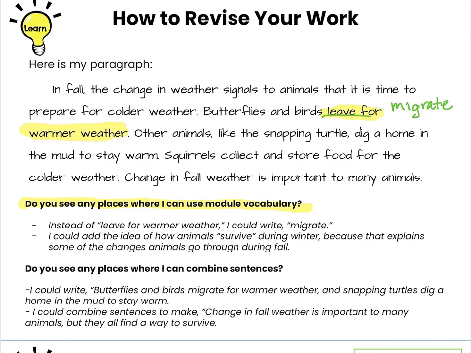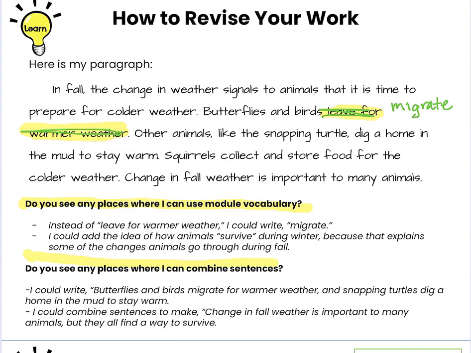So I would cross out or erase leaves for warmer weather, and I could say butterflies and birds migrate. And that's using our vocabulary. I could add the idea of how animals survive during winter because that explains some of the changes animals go through during fall. So I could also put in the word survive.